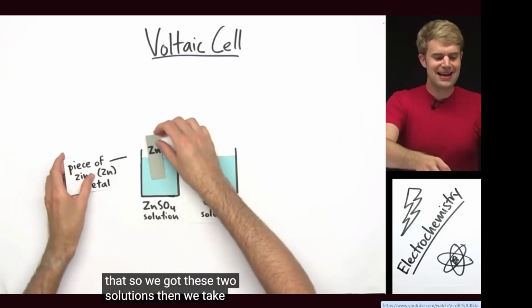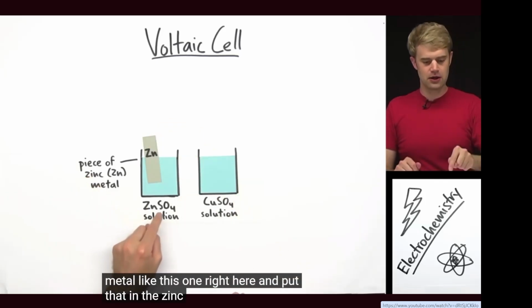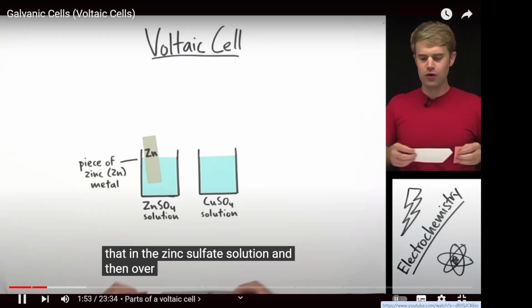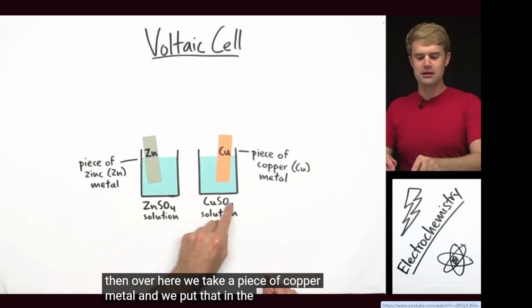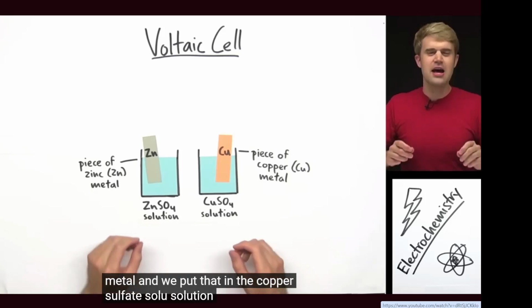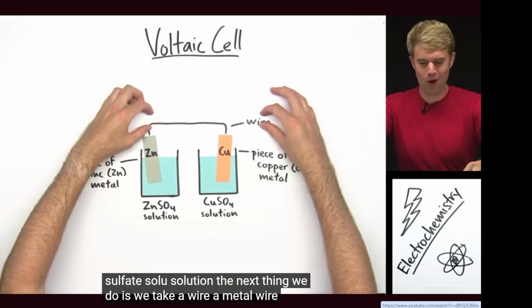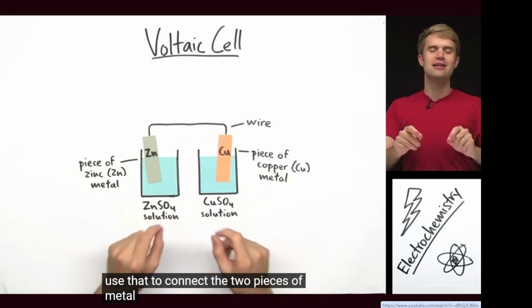Then we take a piece of zinc metal, like this one right here, and put that in the zinc sulfate solution. Do you remember what that piece of metal is called? It's an electrode. Okay, that is your electrode. And then over here, we take a piece of copper metal and we put that in the copper sulfate solution. The next thing we do is we take a metal wire, and we use that to connect the two pieces of metal together.